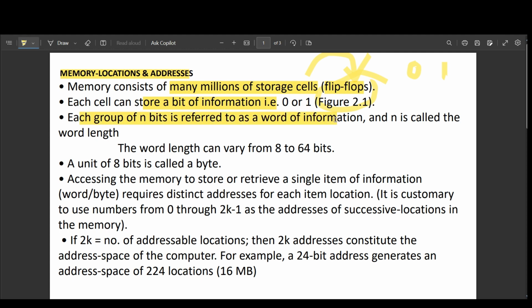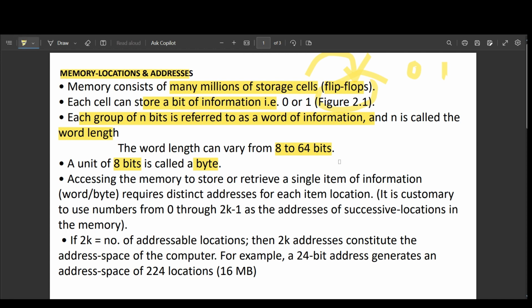Each group of n bits is referred to as a word of information. You all know that 8 bits is called a byte. You will have studied this in the previous semester itself. So n bits is referred to as a word, and n here refers to the word length. Word length can vary from 8 bits to 64 bits. I hope the concept is understandable to you all. Then let's see the next point.